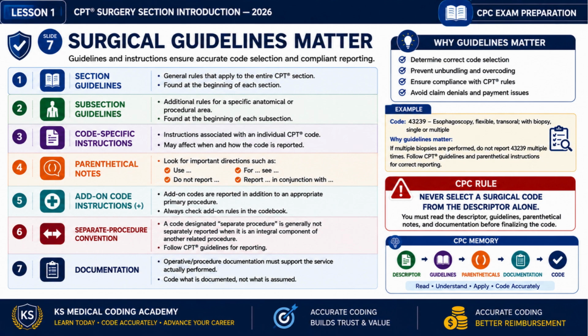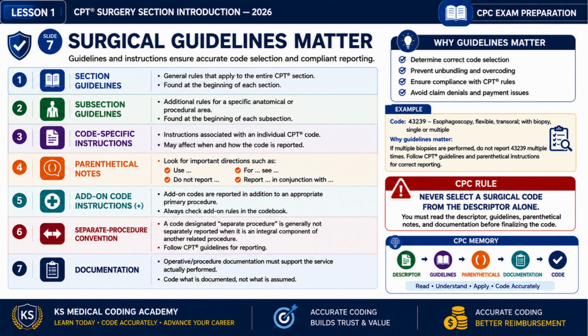Now let's understand why surgical guidelines matter in CPT coding. When selecting a surgical code, don't look at the code descriptor alone. Start by reviewing the section guidelines and subsection guidelines that apply to the procedure. Next, check the code-specific instructions and parenthetical notes. These may provide important directions about when a code can be reported, when another code should be used, or when two services should not be reported together.